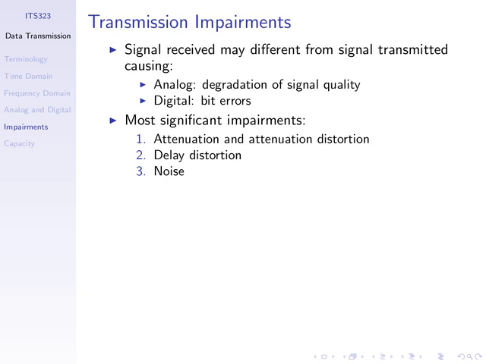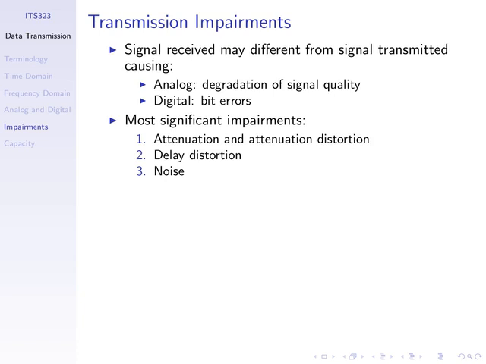So the signal received, because of transmission impairments, will be different from what was transmitted. That leads to the problems of, if we're using analog signals, some degradation in the quality. I transmit high quality voice through the transmission system. There are impairments. There's attenuation of the signal. It gets weaker. There's noise.